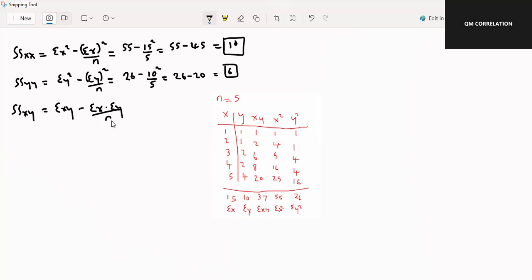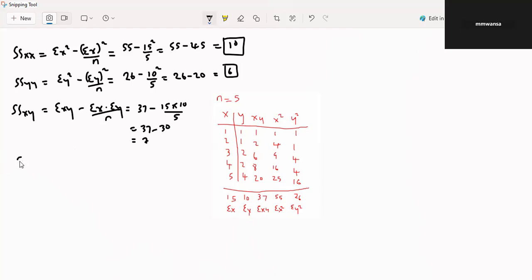And lastly, summation of xy, it's 37 minus summation of x, 15, times summation of y, 10, over 5. So this will be 37 minus 30. So what do we have? 7.